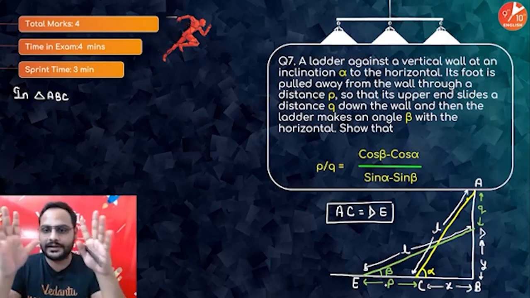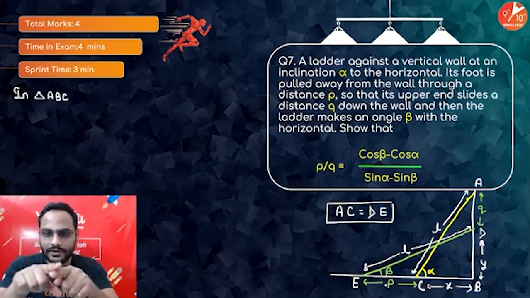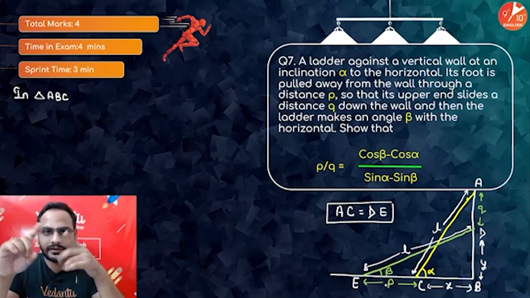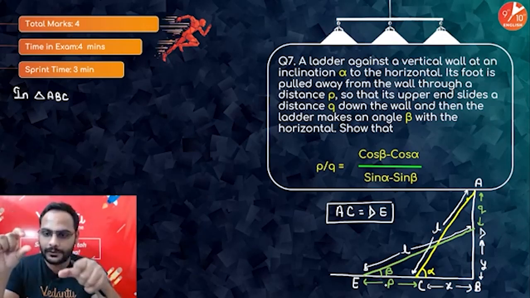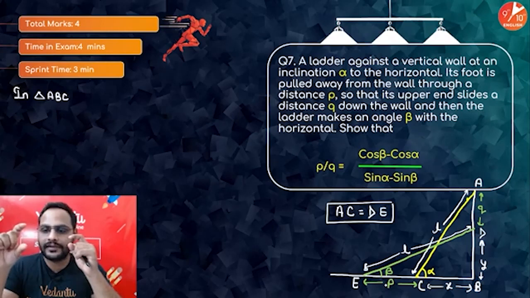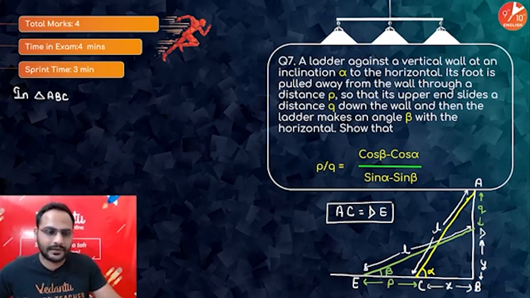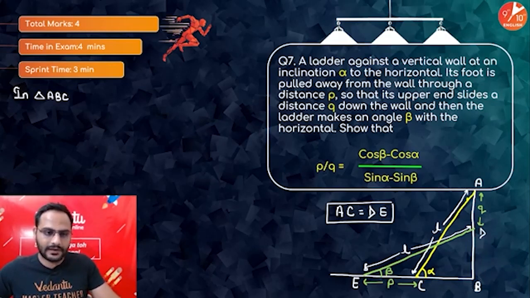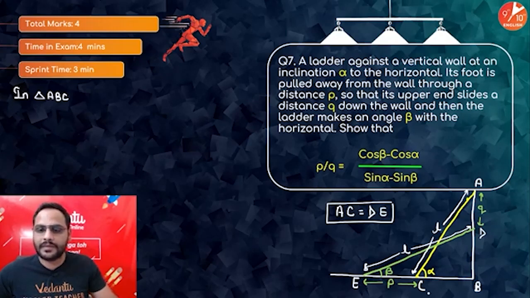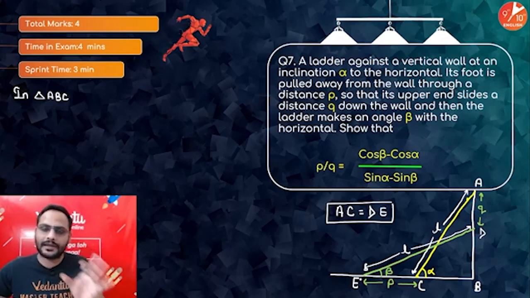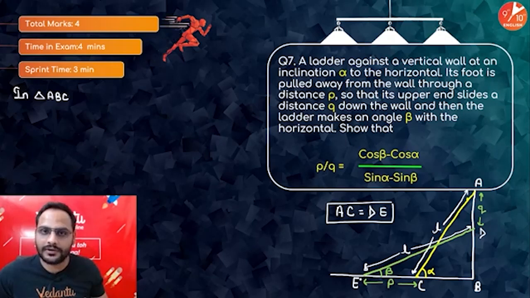So my approach, I'll tell you what my thought process is. I want P by Q in the form of cos beta minus cos alpha upon sin alpha minus sin beta. So sin and cos ratio will be used, and I want the values of P and Q. To get the value of Q, I want AB minus AD. Writing x and y is of no use, I think you'll get confused. AB minus BD will be Q, and BE minus BC will be P. So we'll get AB, BD, EB, CB, all in terms of L.